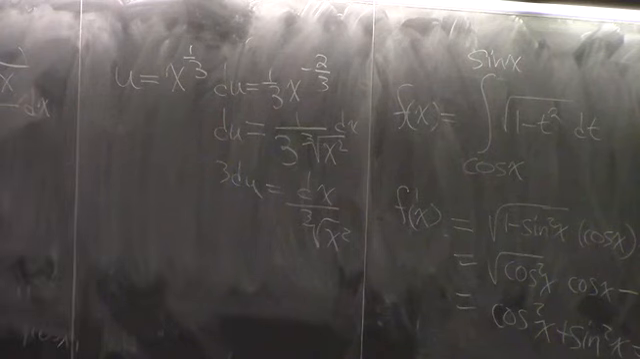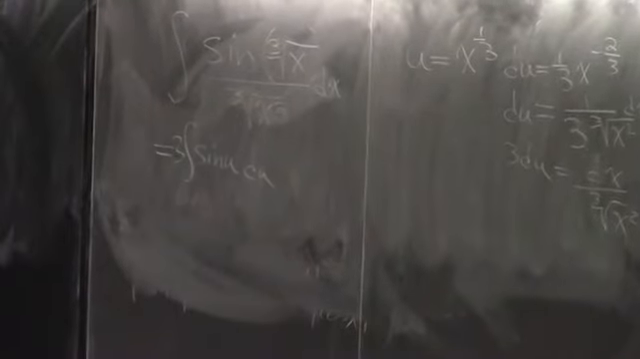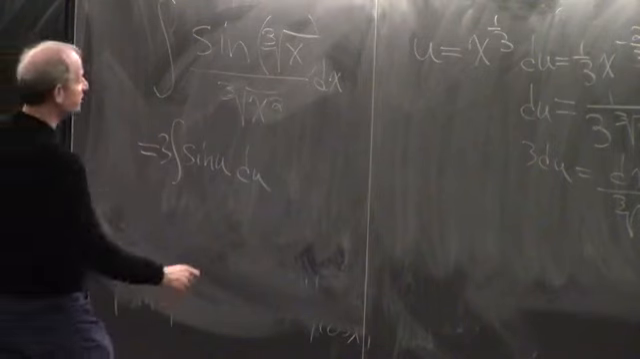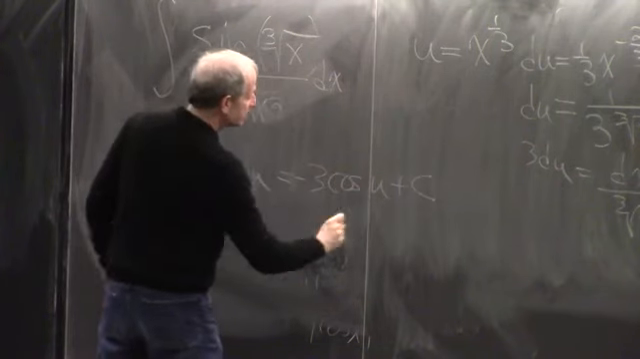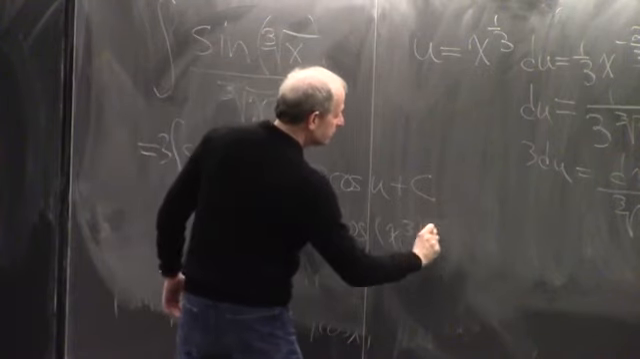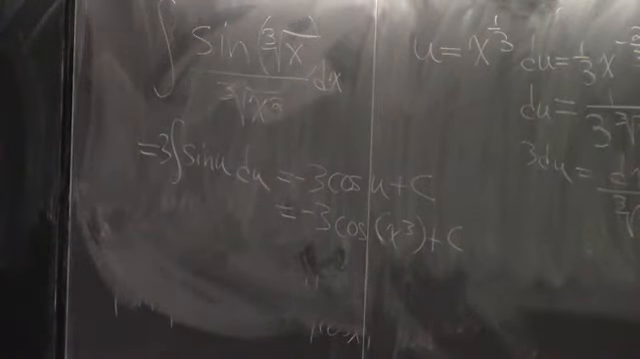So this would be the integral of 3 sine u du. And the integral of sine u is negative cosine u. This is negative 3 cosine u plus a constant, negative 3 cosine of the cube root of x plus c. So far so good?